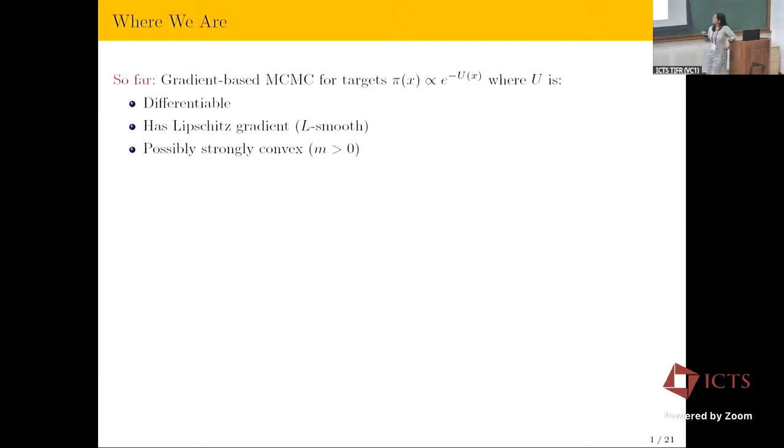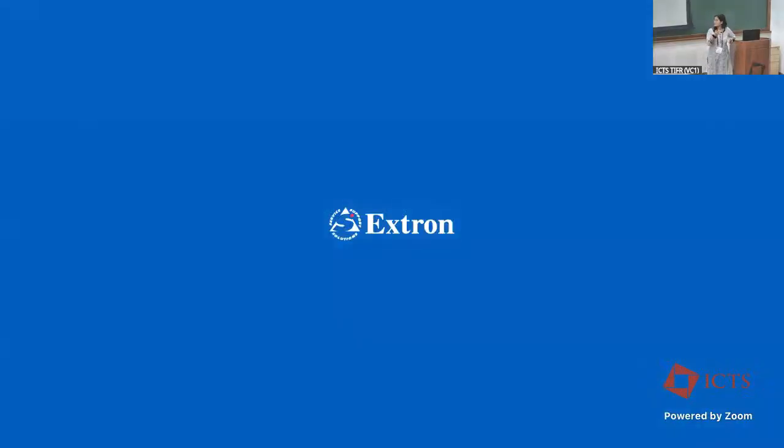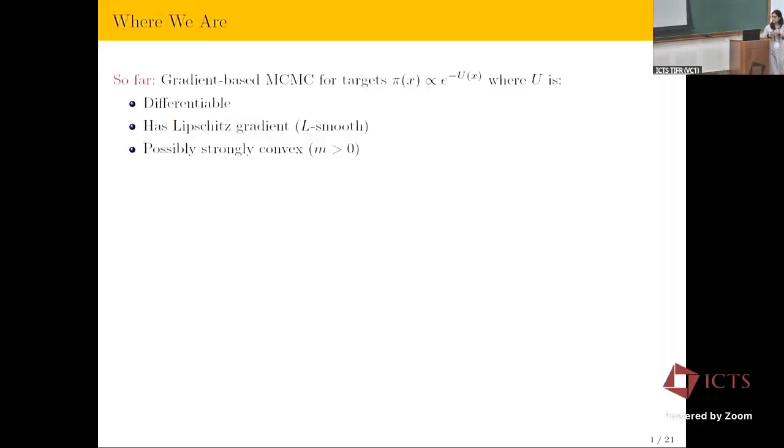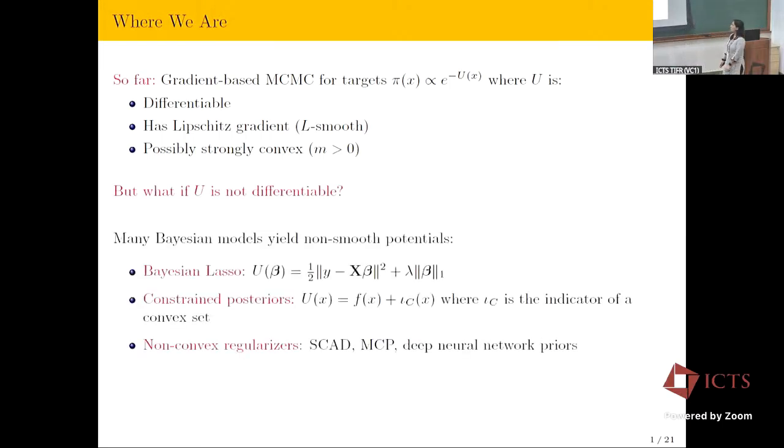And then we also established in the last lecture instances when U was strongly convex, in fact, M strongly convex. But then what if U is not differentiable? And it's not like a hypothetical situation. It's actually extremely common for U not to be differentiable.